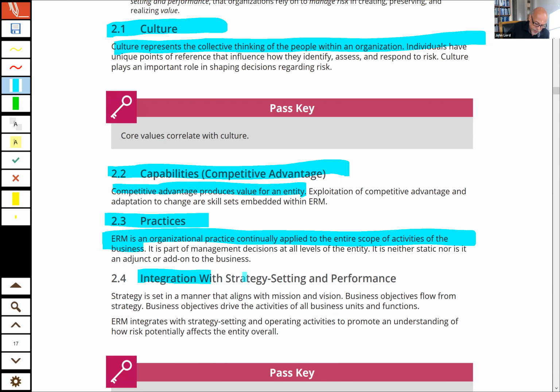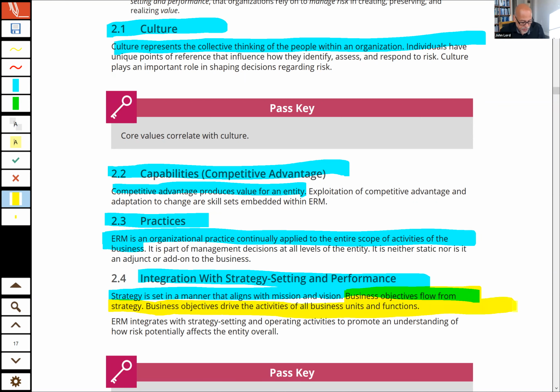And then we're going to integrate our strategy with setting and a strategy setting and performance. So strategy is set in a manner that aligns with the mission and vision. And notice here that business objectives flow from the strategy. Business objectives drive the activities of all business units and functions.